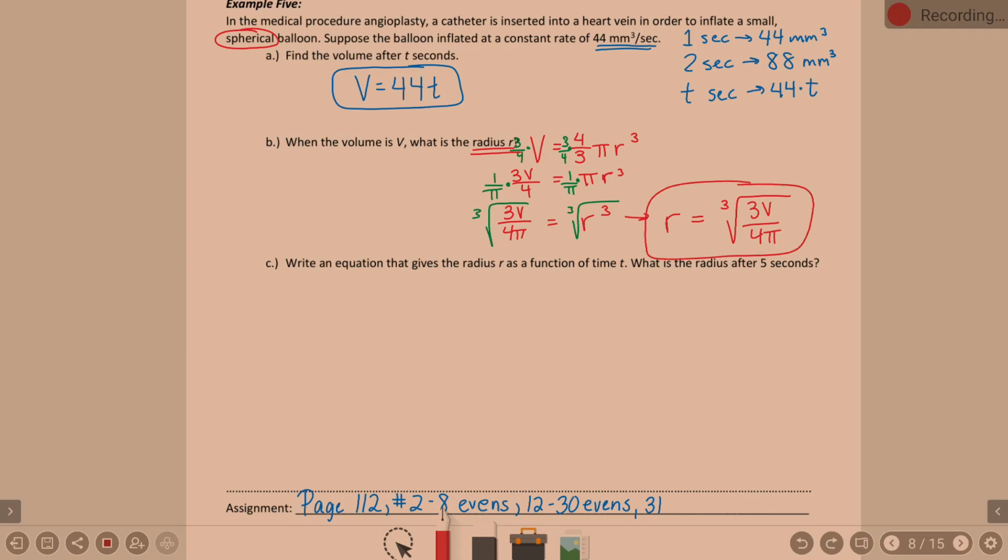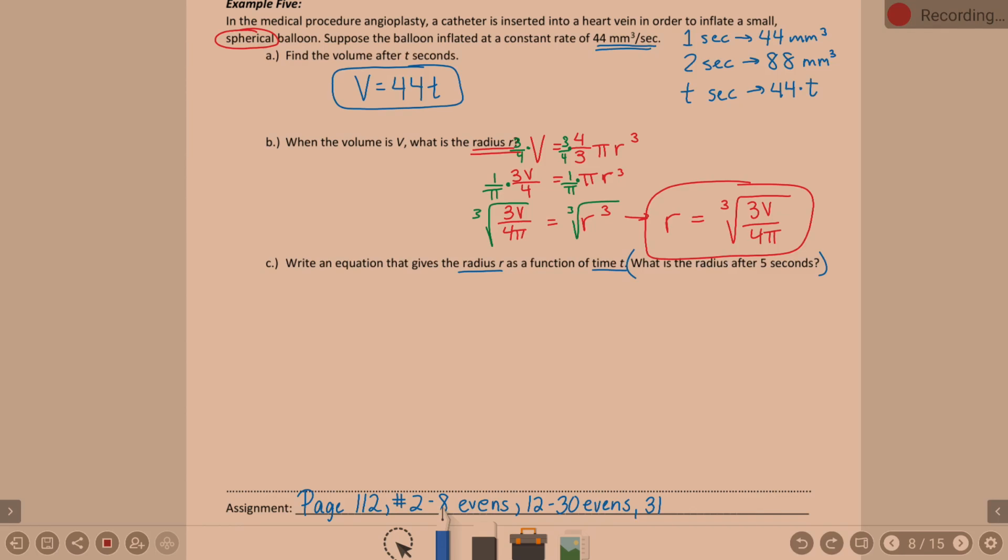Okay, that was really complicated. A was easy. B took some thought. C: Write an equation that gives radius as a function of time. What is the radius after 5 seconds? Hold that thought, we'll do that later. But write an equation that gives radius as a function of time.